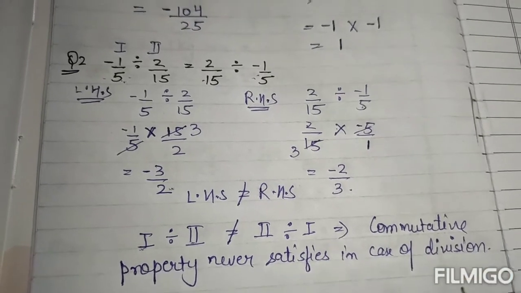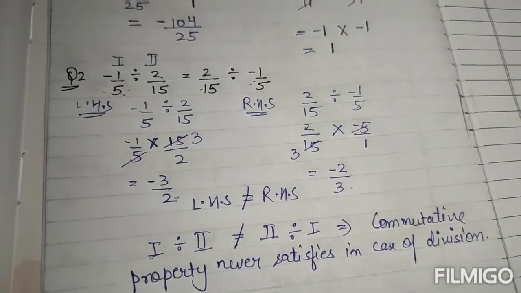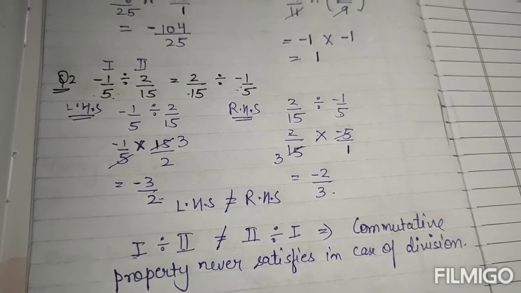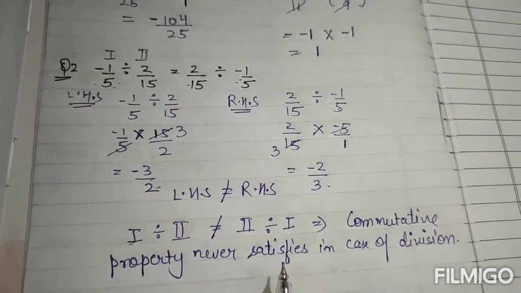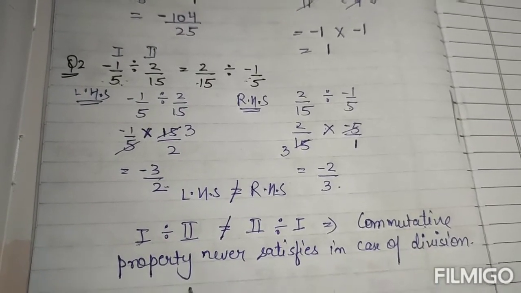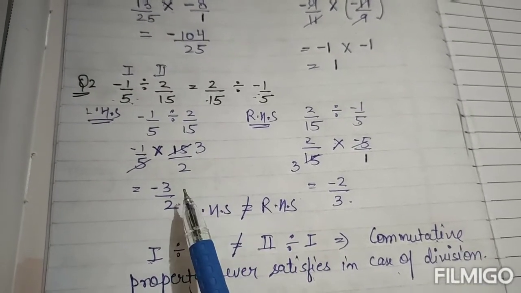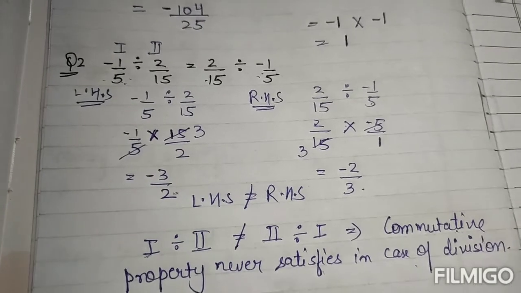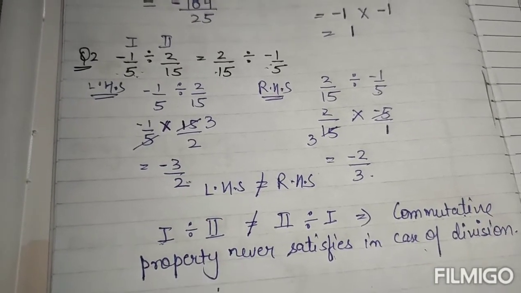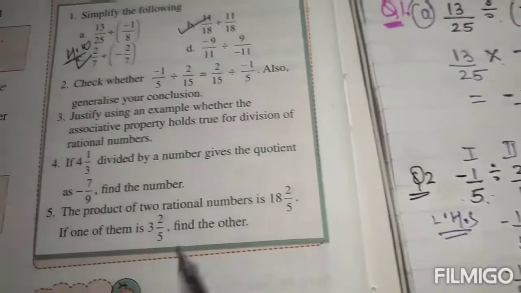That I have already told you when I was introducing the properties of division. That time also I told you that the commutative property is never satisfied in the case of division and subtraction. So look, we have done it. Now moving to our third question.